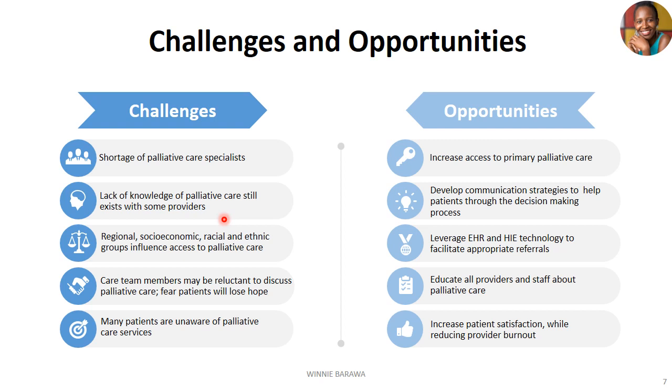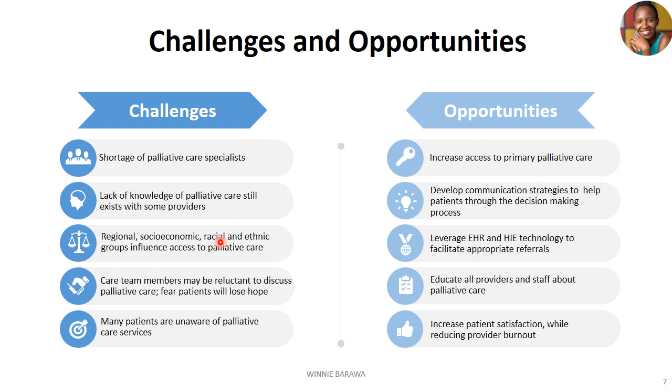But again, there is lack of knowledge of palliative care that still exists with some providers. Some people still don't understand, or let's just say part of the medical or healthcare providers may not adequately understand how palliative care can best be administered. And then we have regional, socioeconomic, racial, and even ethnic groups influencing access to palliative care. There are still hierarchy gaps when it comes to access to palliative care services, because you find that palliative care is mostly treated as whoever can afford it goes ahead with it. Insurance companies are yet to embrace palliative care as part of the insurance package, and this becomes hard. So it creates this socioeconomic gap, especially for those who cannot afford it.